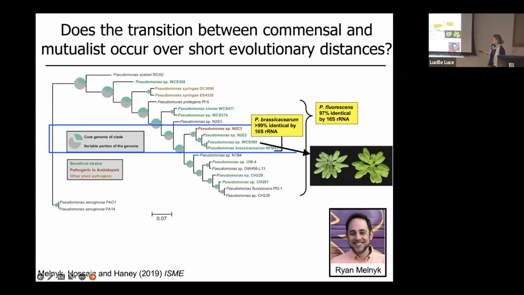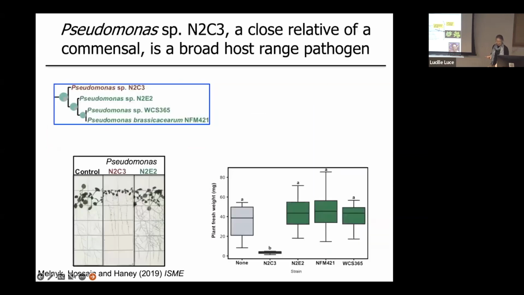Within this group, I just want to point out for anybody that does 16S sequencing, these are 99% identical by 16S. So these are very, very closely related. And often some of these would be called the same ASV. So basically indistinguishable by 16S. And then the Pseudomonas species complex would be this whole group, the Pseudomonas fluorescens species complex.